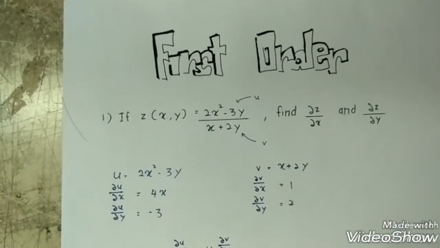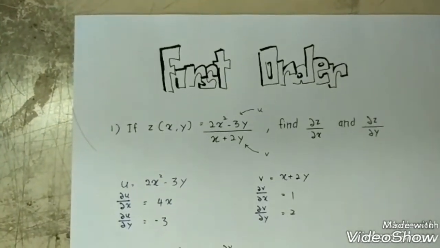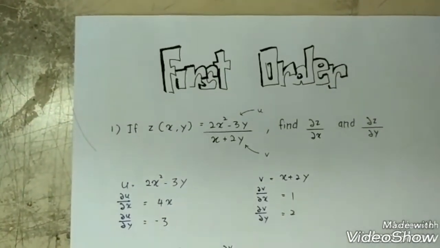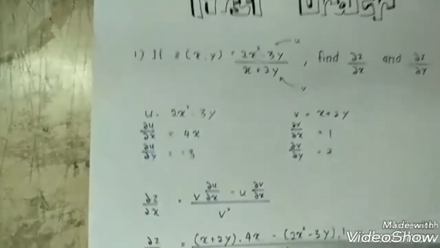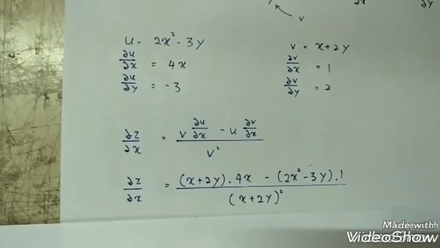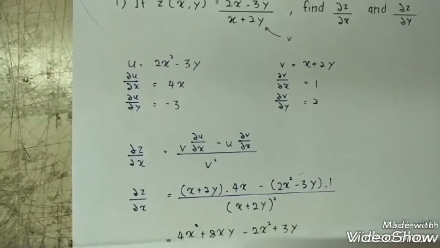So the first step is using u. Take u as 2x² − 3y, then find ∂u/∂x and ∂u/∂y. For v, take x + 2y, then find ∂v/∂x and ∂v/∂y, so we can get the answers.